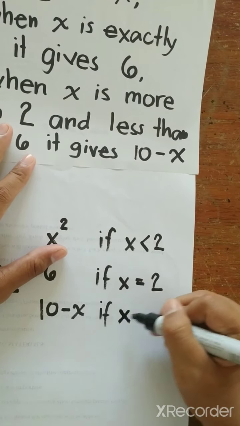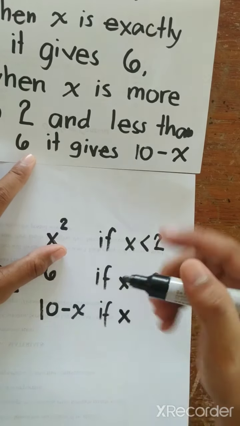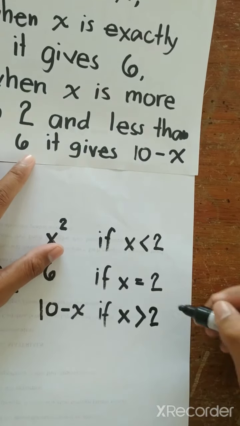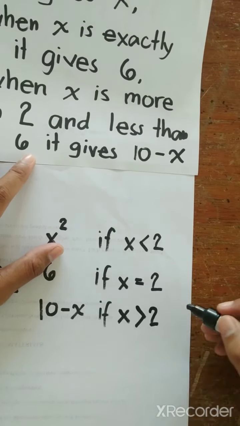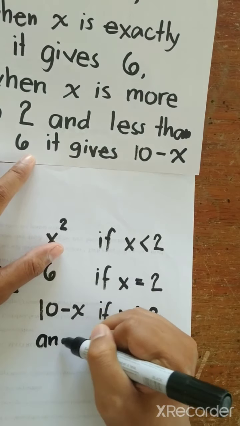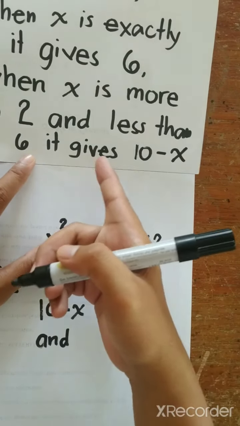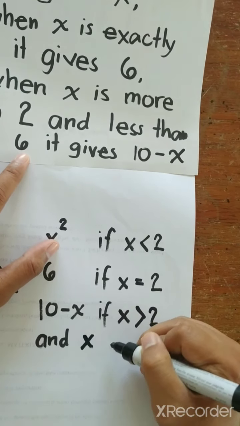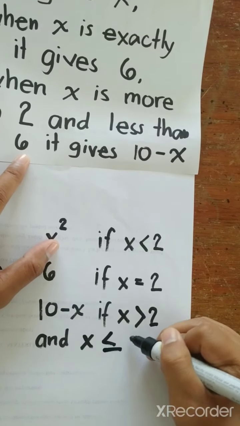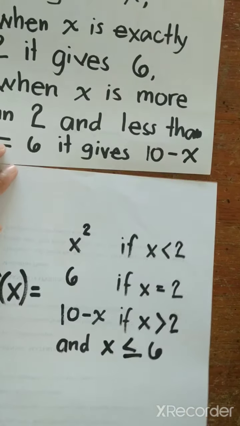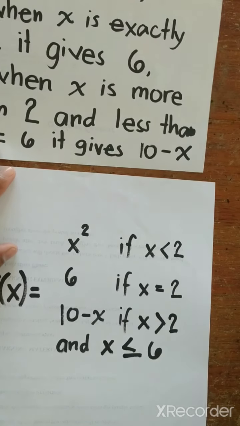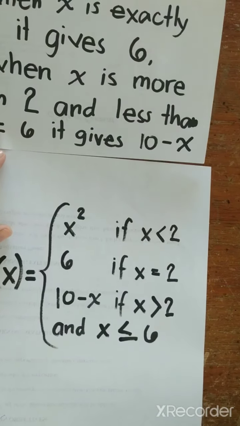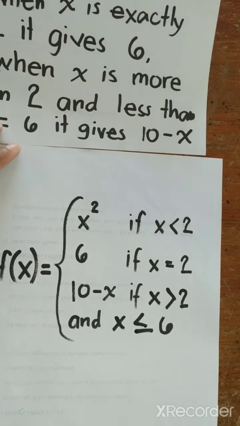So we will just write if x is more than 2, so we will write a greater than sign, more than 2, and how do we write this? I will just write it below. And x, and we have less than or equal to 6, so we will write x is less than or equal to 6. To make this a complete piecewise function, we are going to write a bracket here. And this is our piecewise function for this problem.